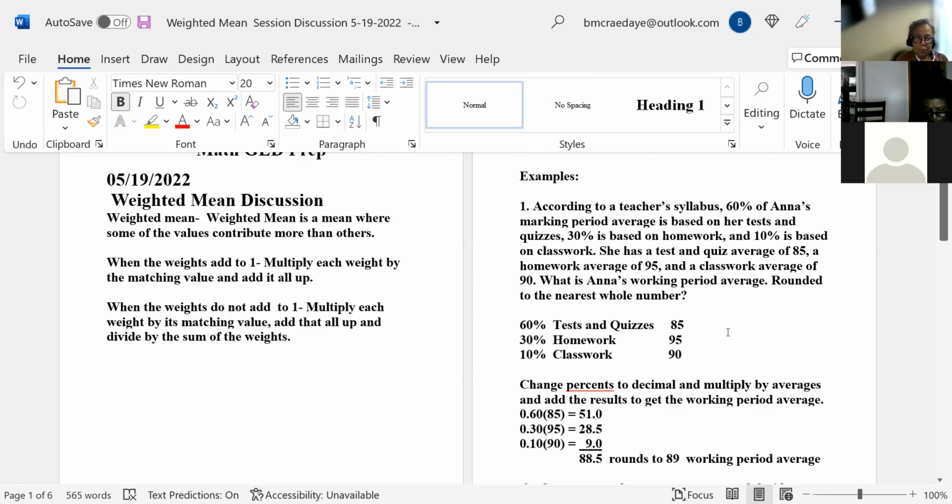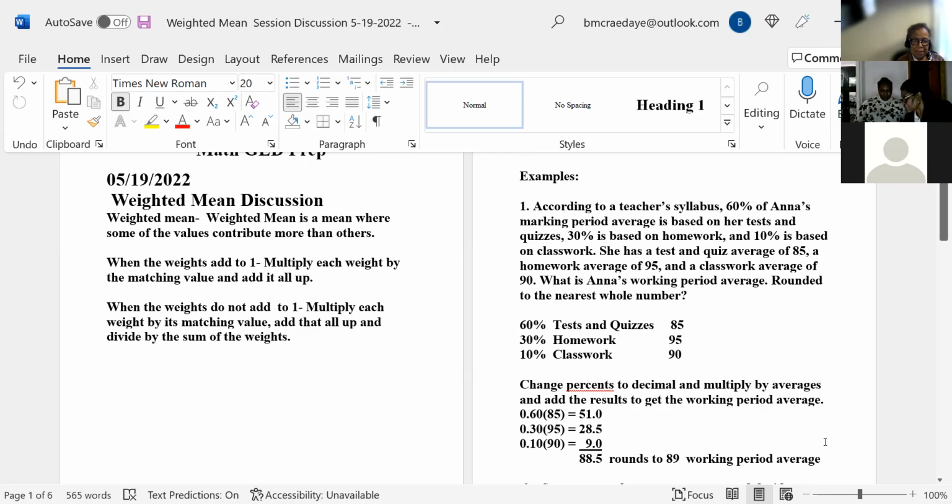270 divided by 3 equals 90. So the regular mean without the weights would have been 90. You got it? Yes. But when you say these are not on the same level and you want to assign weights to them, and the weights we're doing as percents, you change the percent to a decimal, multiply it by the averages here, and you come up with the weighted mean. It's called a working period average.